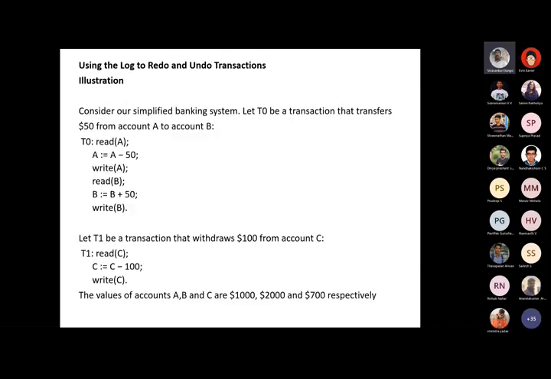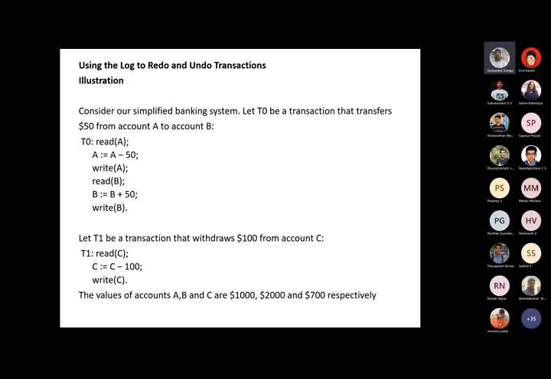So we have a simplified example. Whenever we discuss a log based protocol or any protocol, we'll discuss it with an example. You have two transactions. Transaction T0 debits $50 from account A, and it credits it into account B, right? Transaction T1 is going to debit $100 from account C, right? The initial values of accounts A, B, and C are going to be $1,000, $2,000, and $700 respectively.